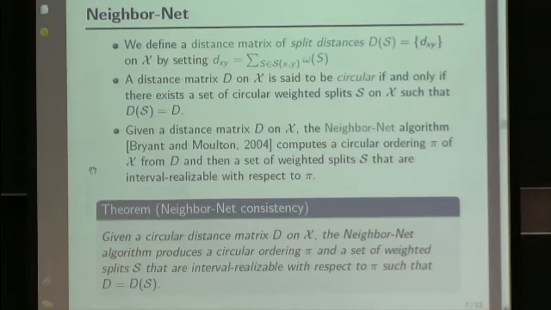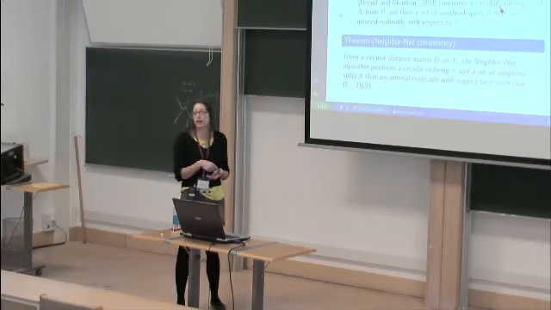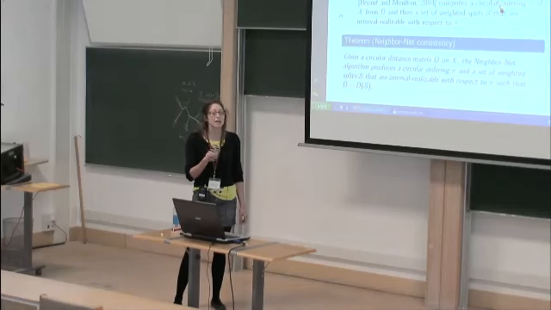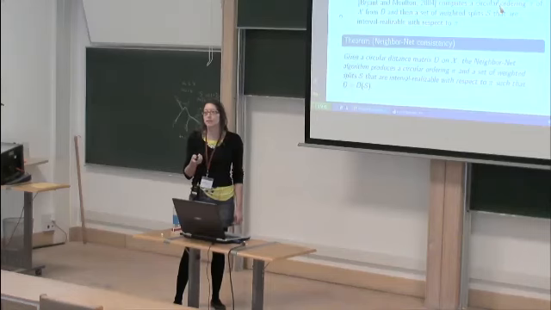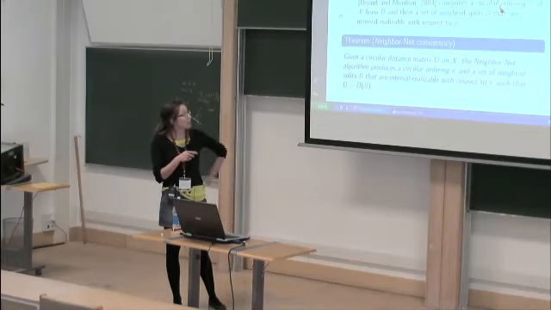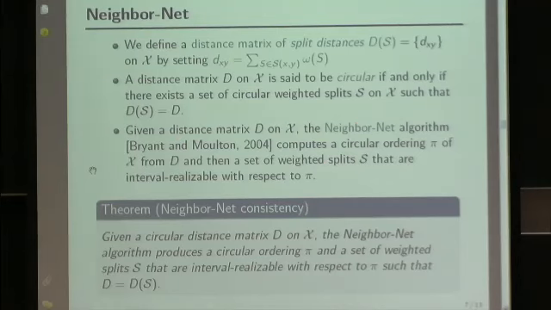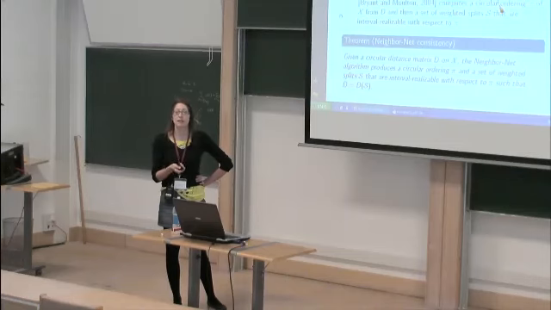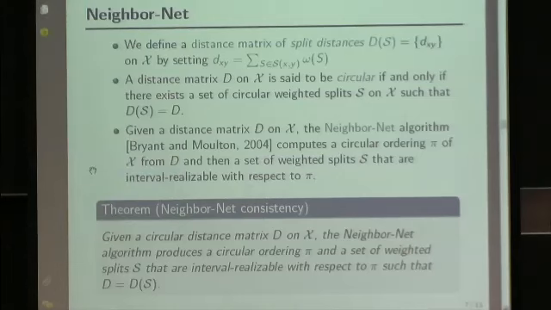And so the well-known neighbor net algorithm, given the input distance, gives you an ordering of the taxon set plus a set of weighted splits such that this ordering is a circular ordering with respect to the set of splits. And the thing that is really important for our algorithm is that neighbor net is consistent. It means that if we have a circular distance matrix, then we will get the good weighted splits, the splits that give back the distance matrix.